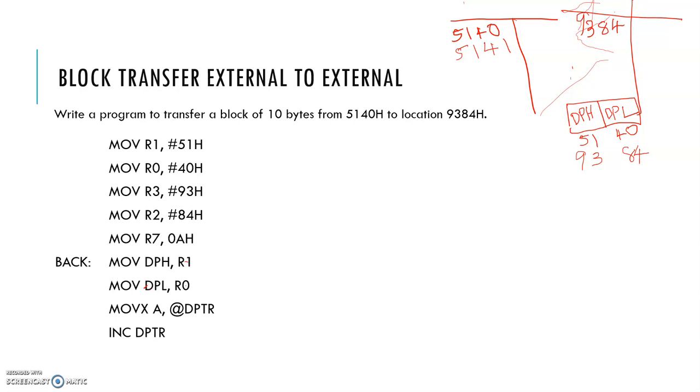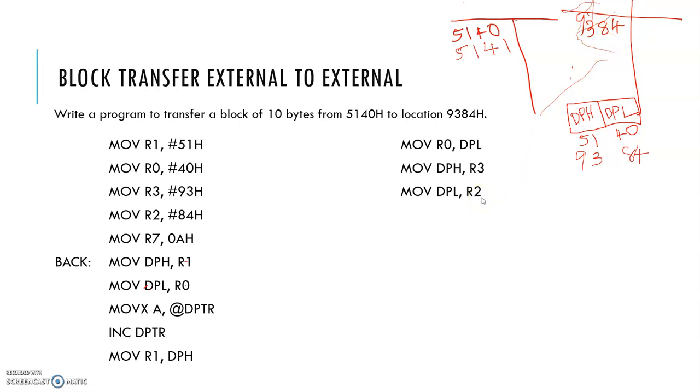the next location. So we increment the DPTR and move the DPH, that is 51, to R1, and DPL, that is incremented, so it becomes 41, that 41 to R0. And next we place the new value, that is 9384, that is the destination address. The higher byte, that is 93, is placed to DPH, and the lower byte, that is 84, is placed in DPL. So now DPTR is pointing to the location 9384, that is the destination address.